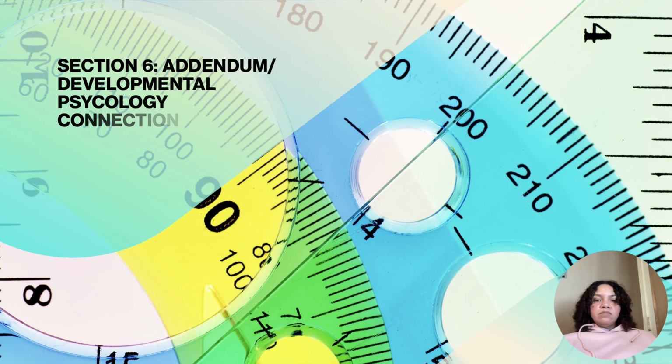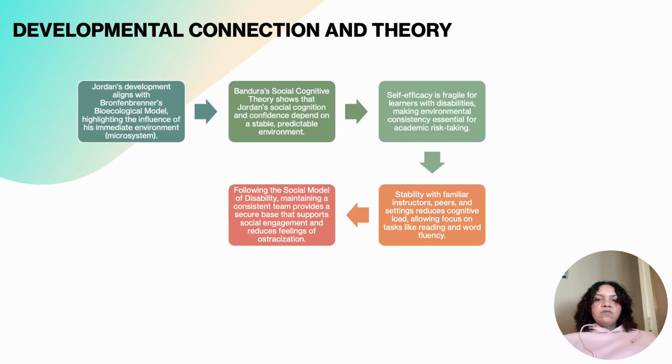Section 6, the addendum, developmental psychology connection. Jordan's development is best understood through Bronfenbrenner's bioecological model, which posits that a child's growth is intrinsically linked to their immediate environment. When this is integrated with Bandura's social cognitive theory, it becomes evident that Jordan's social cognition, his ability to learn from others and gain confidence, is dependent on the stability of his surroundings.